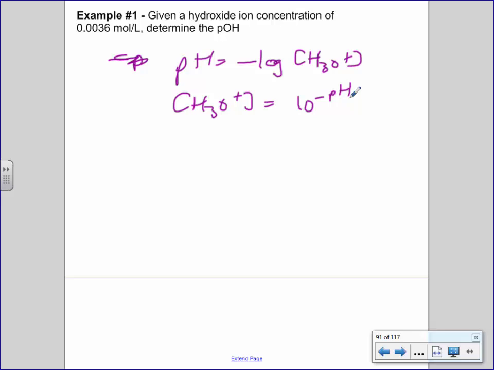However, maybe this answers your question better, Rebecca. What if we don't want to know about acids? What if we don't want to know about H3O plus? What if we want to know about bases? Literally take the exact same formulas you see there and just change them for OH and pOH. That's all. So here's my question. What's the hydroxide ion concentration? Or sorry, what's the pOH if we have a hydroxide ion concentration of this right here?